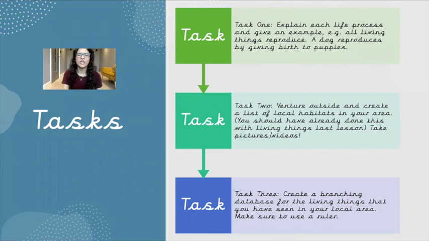Task number 2, you're going to venture outside, go outside into your local area, and you're going to create a list of local habitats in your area. So you should have already done this with Living Things last lesson. You're going to take pictures and you're going to take videos. Once you have done that, task 3 is to create your very own branching database for the living things that you have seen in your local area.